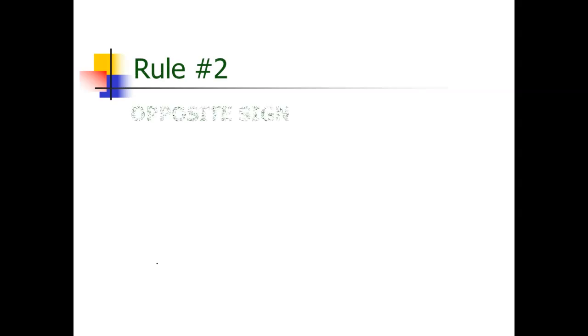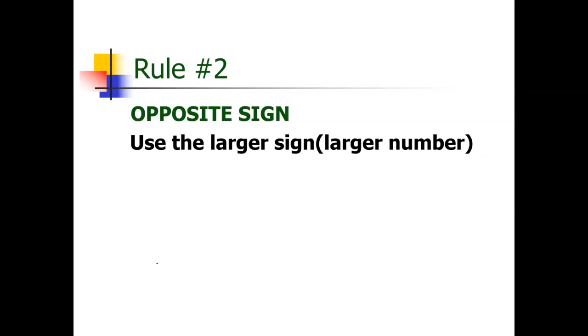Let's look at rule number 2 now. Rule number 2 is used for the opposite signs. One number is positive, the other number is negative. In that case, we will always use the sign of the larger number for our final answer. We have to subtract the numbers this time.